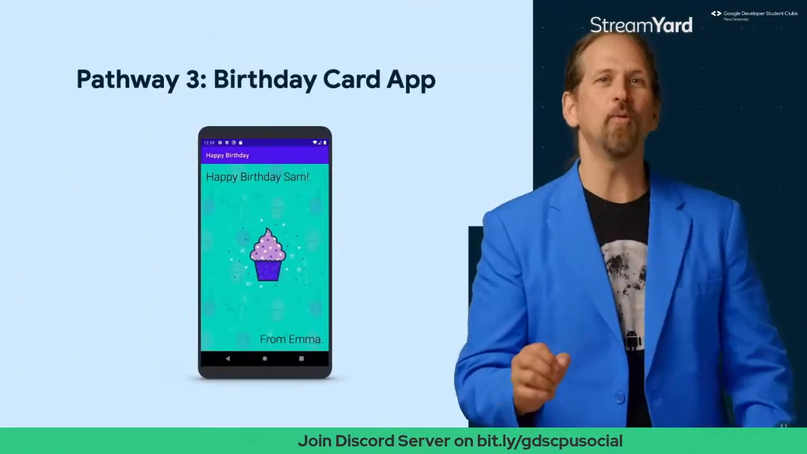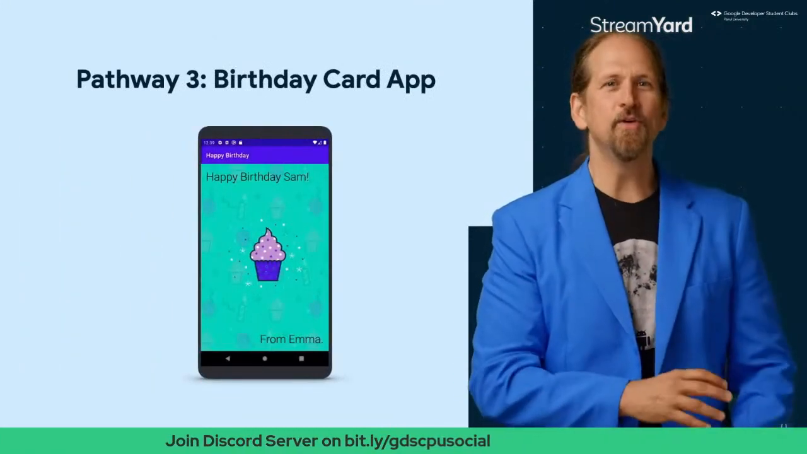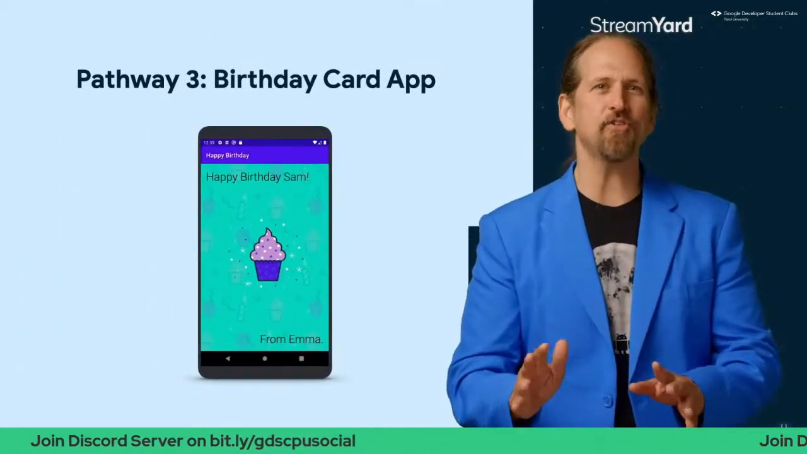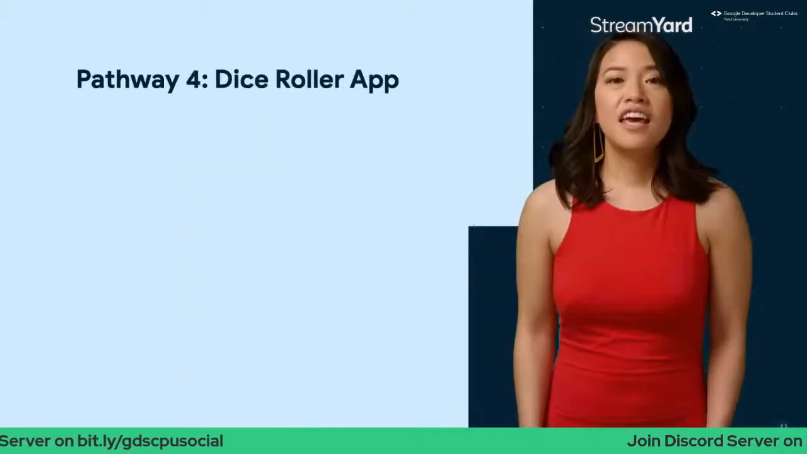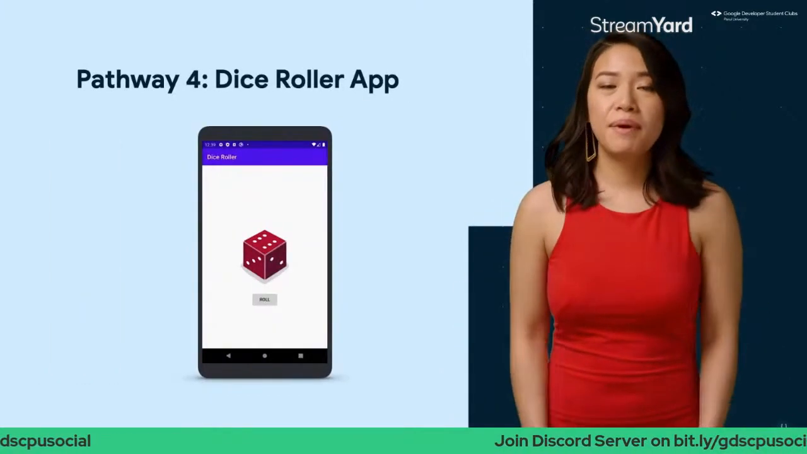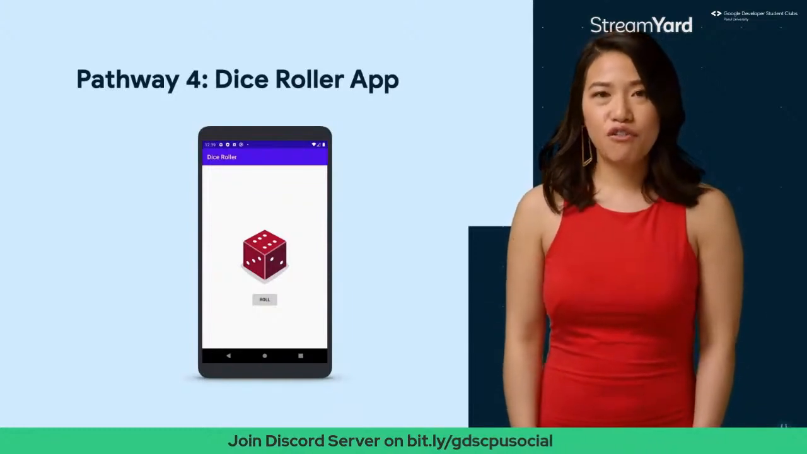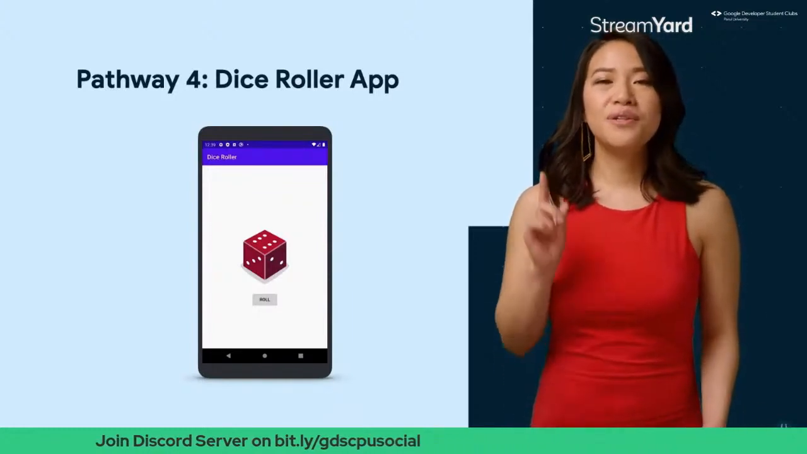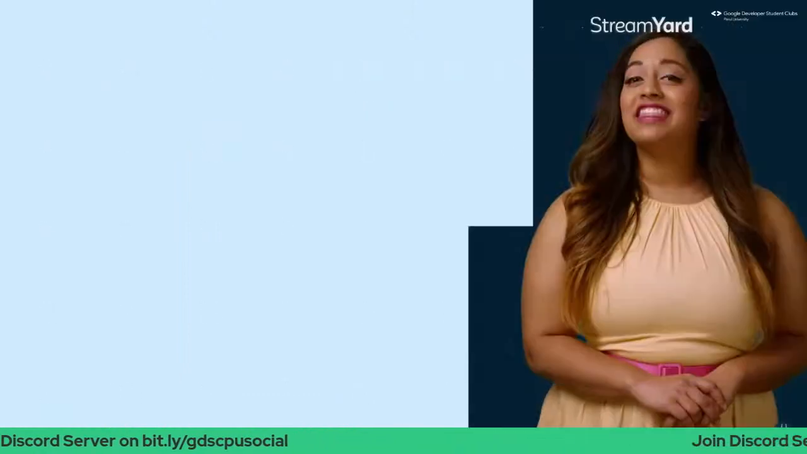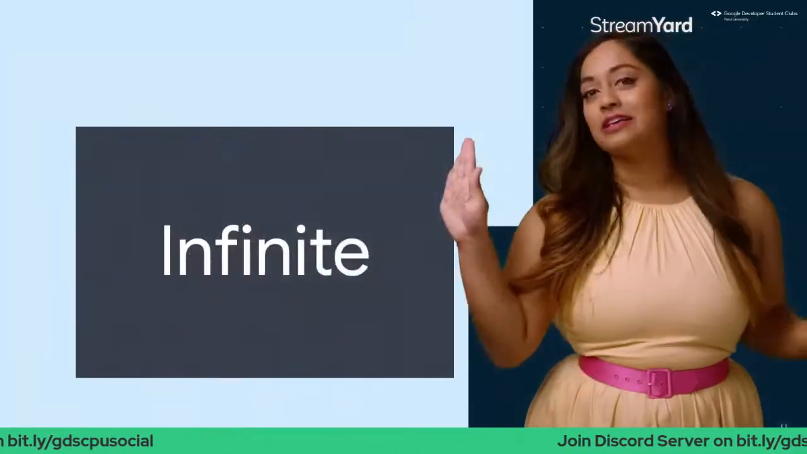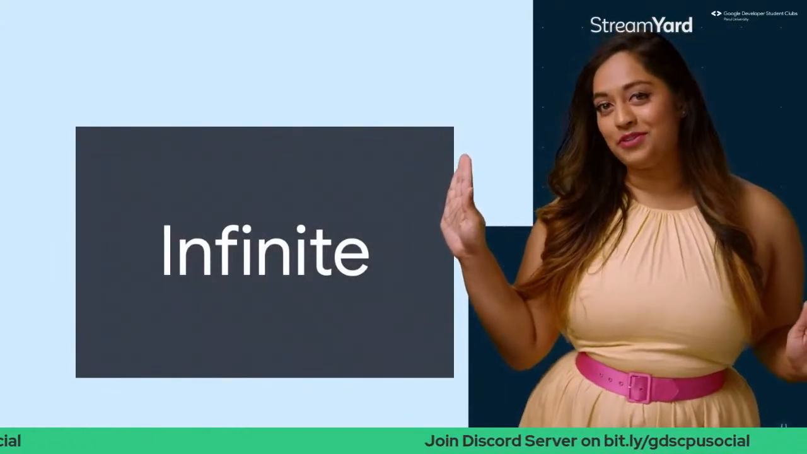In the third pathway, we'll make a birthday card app. You'll get to customize the app for someone special in your life and surprise them with it. In the fourth pathway, we'll learn how to make an app that has an on-screen button that can be clicked. You'll write Kotlin code for how the app will behave when the user taps the button. This will unlock infinite possibilities for the types of apps you can create.